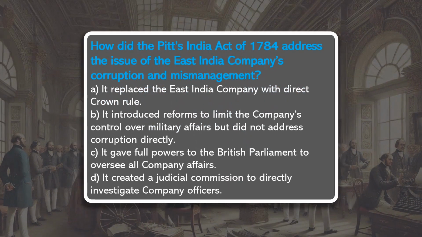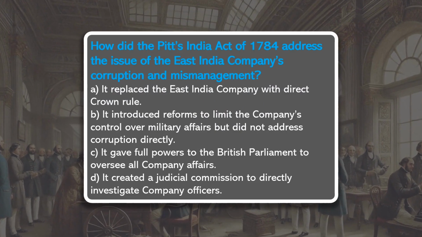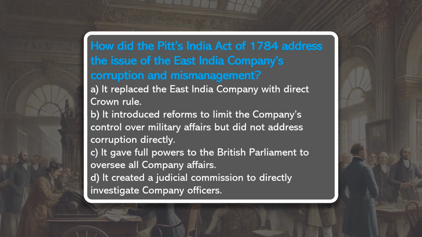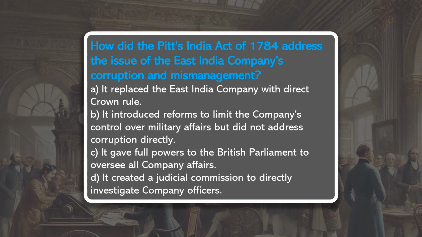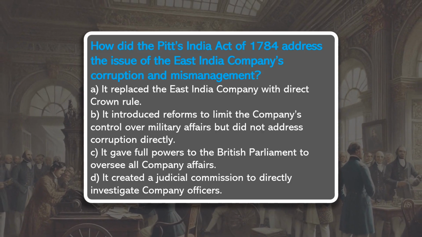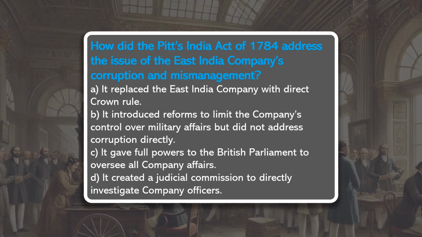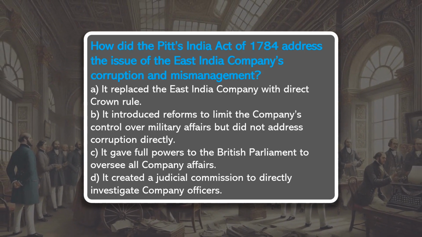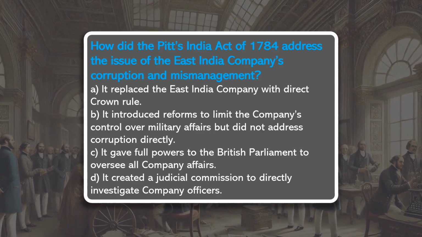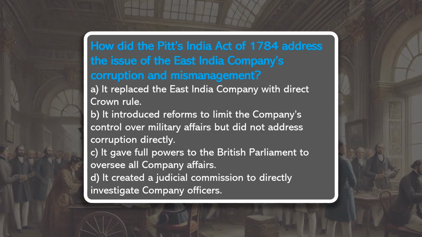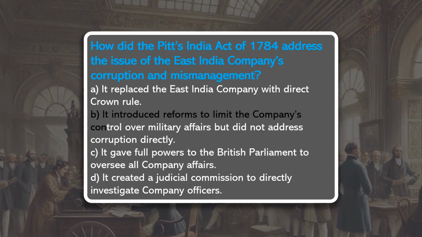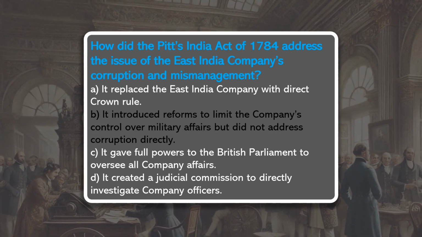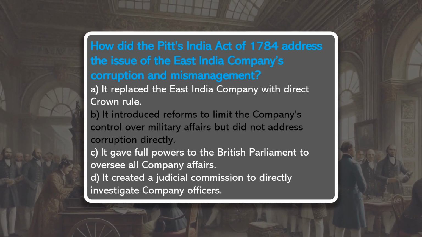Question 4. How did the Pitt's India Act of 1784 address the issue of the East India Company's corruption and mismanagement? Options are A. It replaced the East India Company with direct crown rule. B. It introduced reforms to limit the company's control over military affairs but did not address corruption directly. C. It gave full powers to the British Parliament to oversee all company affairs. D. It created a judicial commission to directly investigate company officers. Answer is B. It introduced reforms to limit the company's control over military affairs but did not address corruption directly.